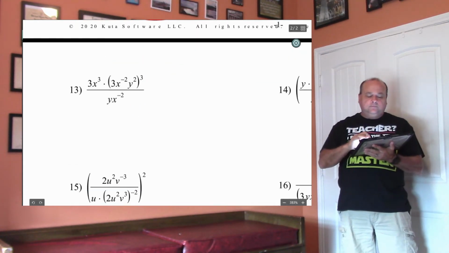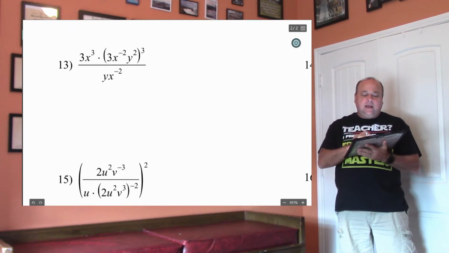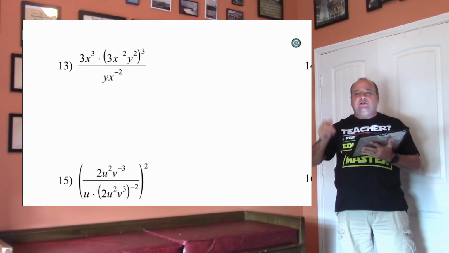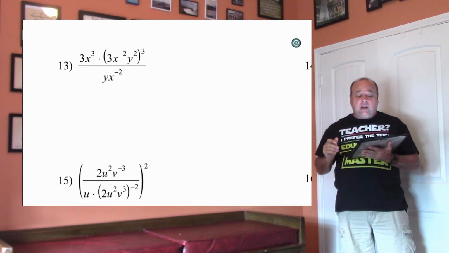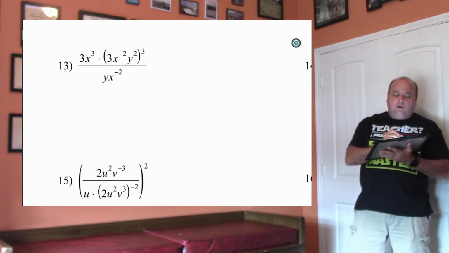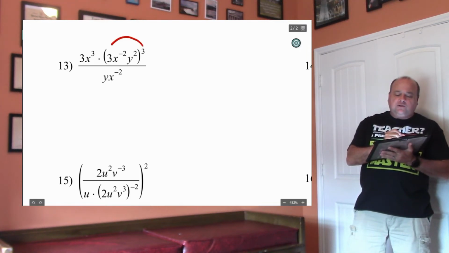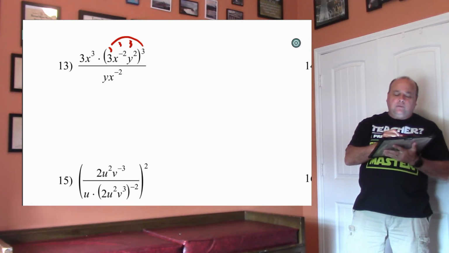Continuing on. Isn't this fun? Okay, now then on 13 we get fractions in here. This is where it starts getting a lot harder. So we've got to get rid of this parentheses first. So we're going to do a 3, a 3, and a 3. We're going to rewrite the problem.